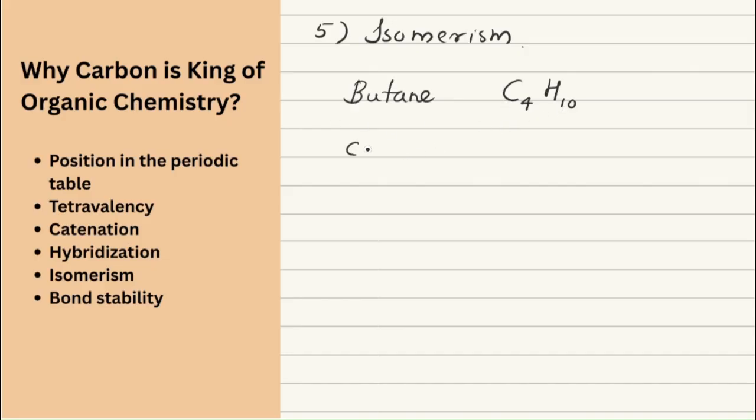How can we write the butane molecule? We can write carbon in a straight chain. It's forming a straight chain due to the catenation property, and we know that carbon is tetravalent. That means it will form 4 bonds, and now let's satisfy that valency by writing the hydrogens. How many hydrogens can we write here? 10 hydrogens. And what do you call this molecule? N-butane. As it is a straight chain of carbons, it's a normal butane molecule.